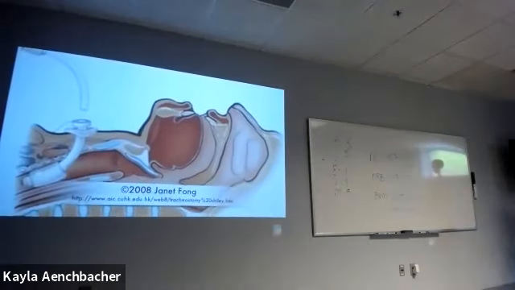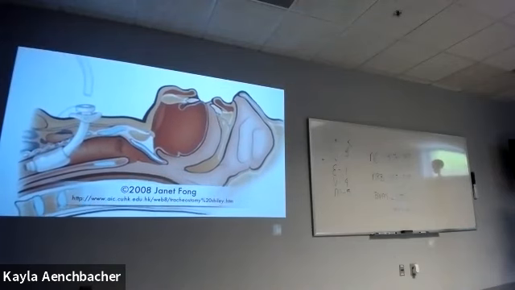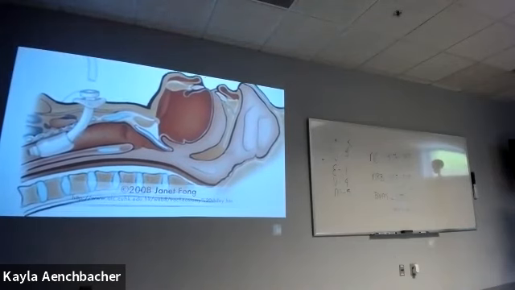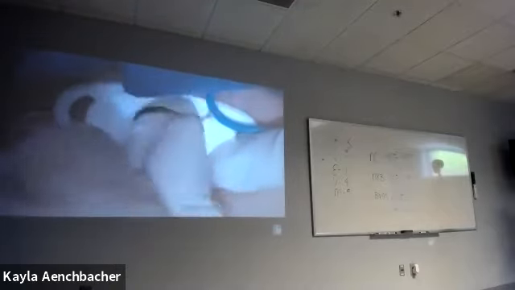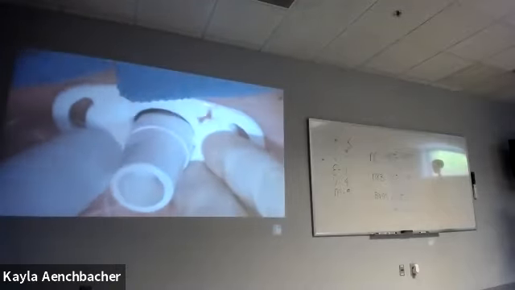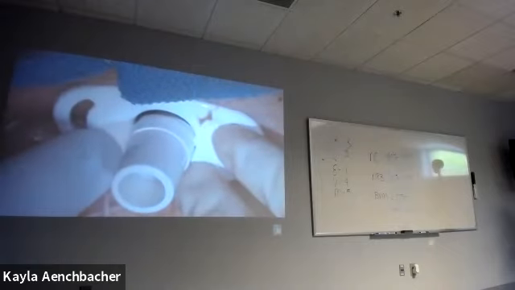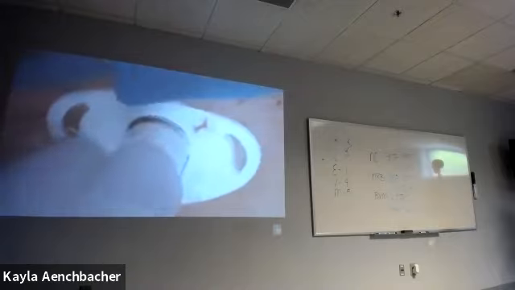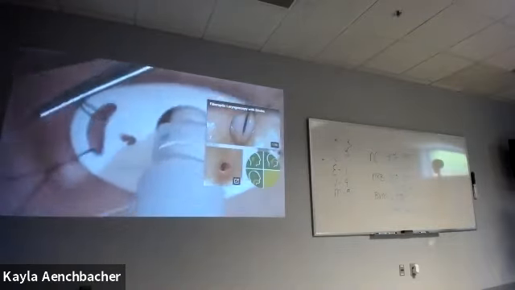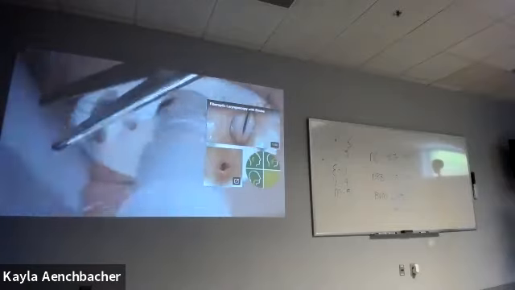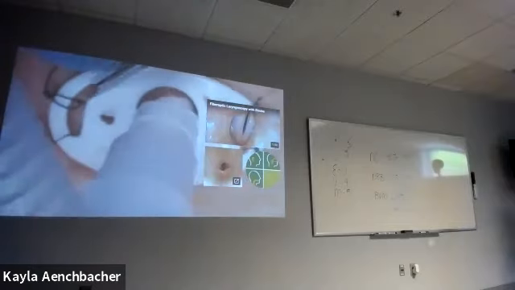Here is a side view of what we just accomplished with the tracheostomy tube placement. An inner cannula is now placed in order to attach the airway circuit. The tracheostomy tube is then sutured into place to prevent accidental removal.